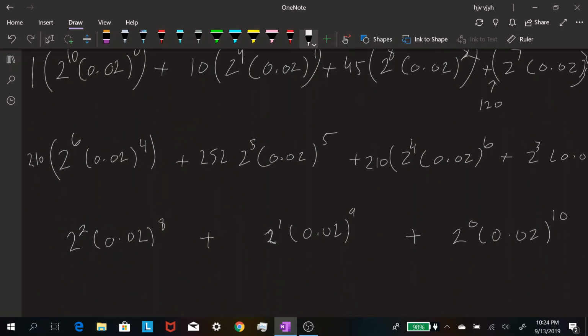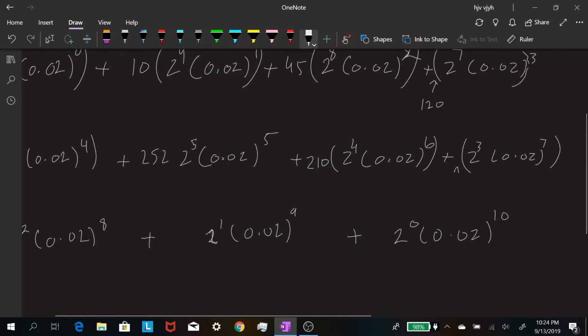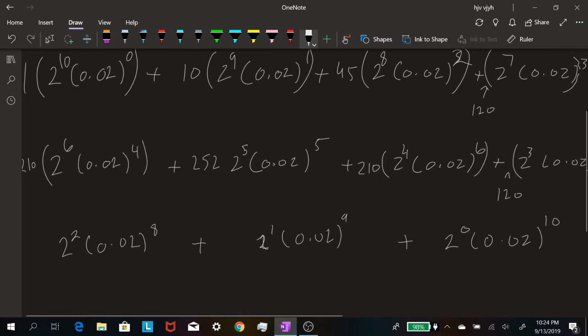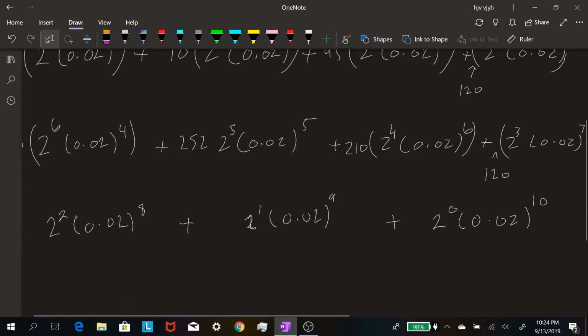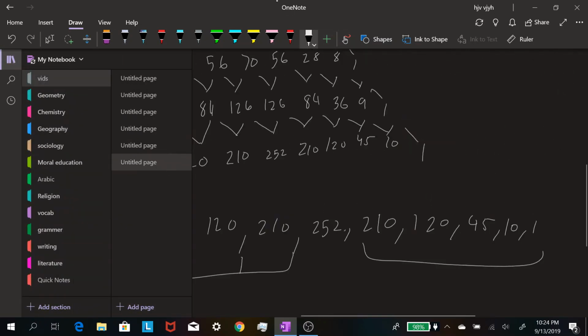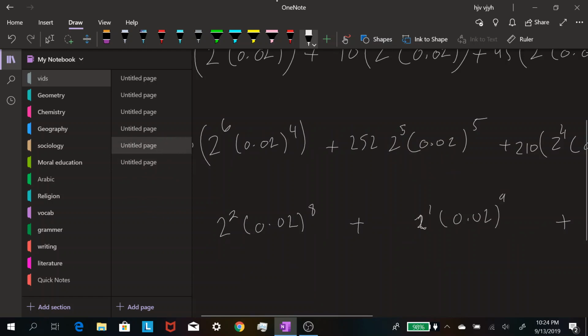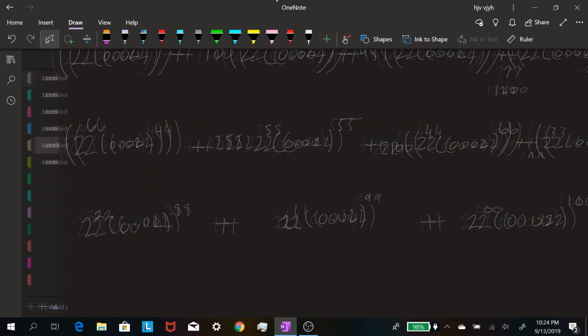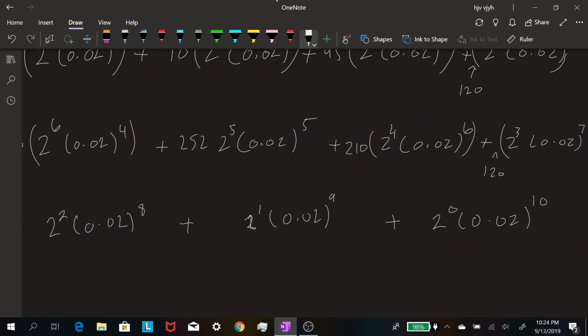210, multiplied by, I don't know, I know this is quite confusing for you guys because I'm moving the screen a lot. Sorry, this is not 210, this is 210. So let's just go back. 120, 45, 10, 1. 45, 10, and 1, right?